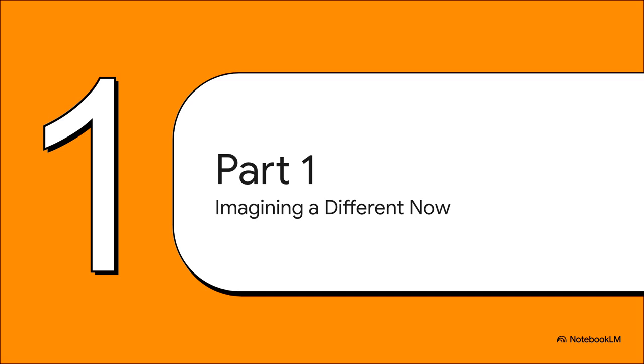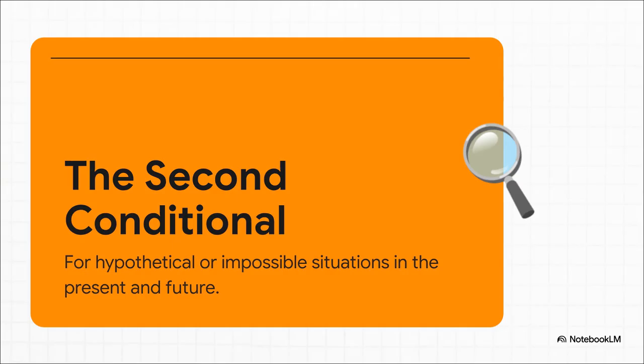And to get there, we're going to need our first tool, the second conditional. So you can think of this as your portal, your doorway to a universe running right alongside ours. It's perfect for talking about things that are a bit unlikely, or maybe even totally impossible right now. It is literally the language of daydreaming.